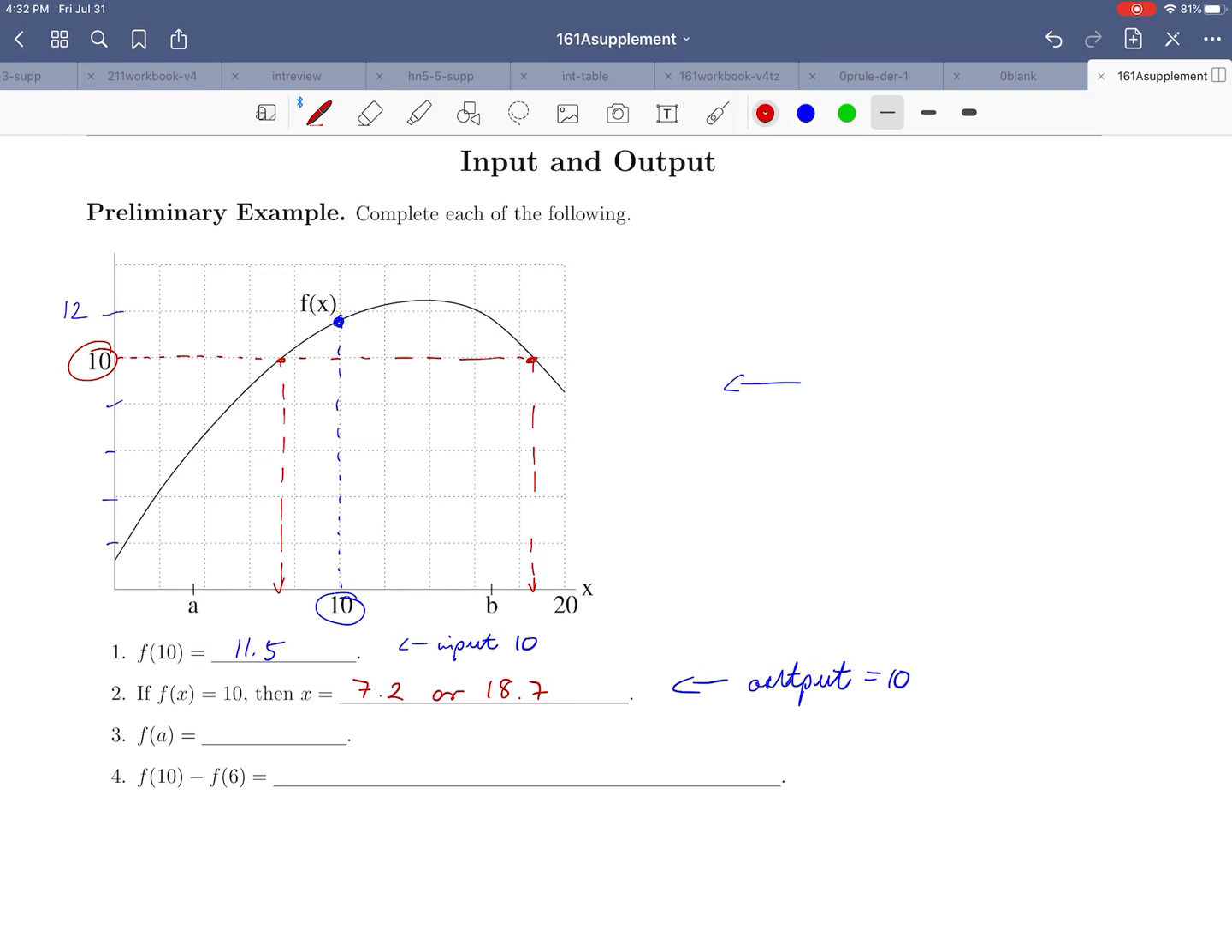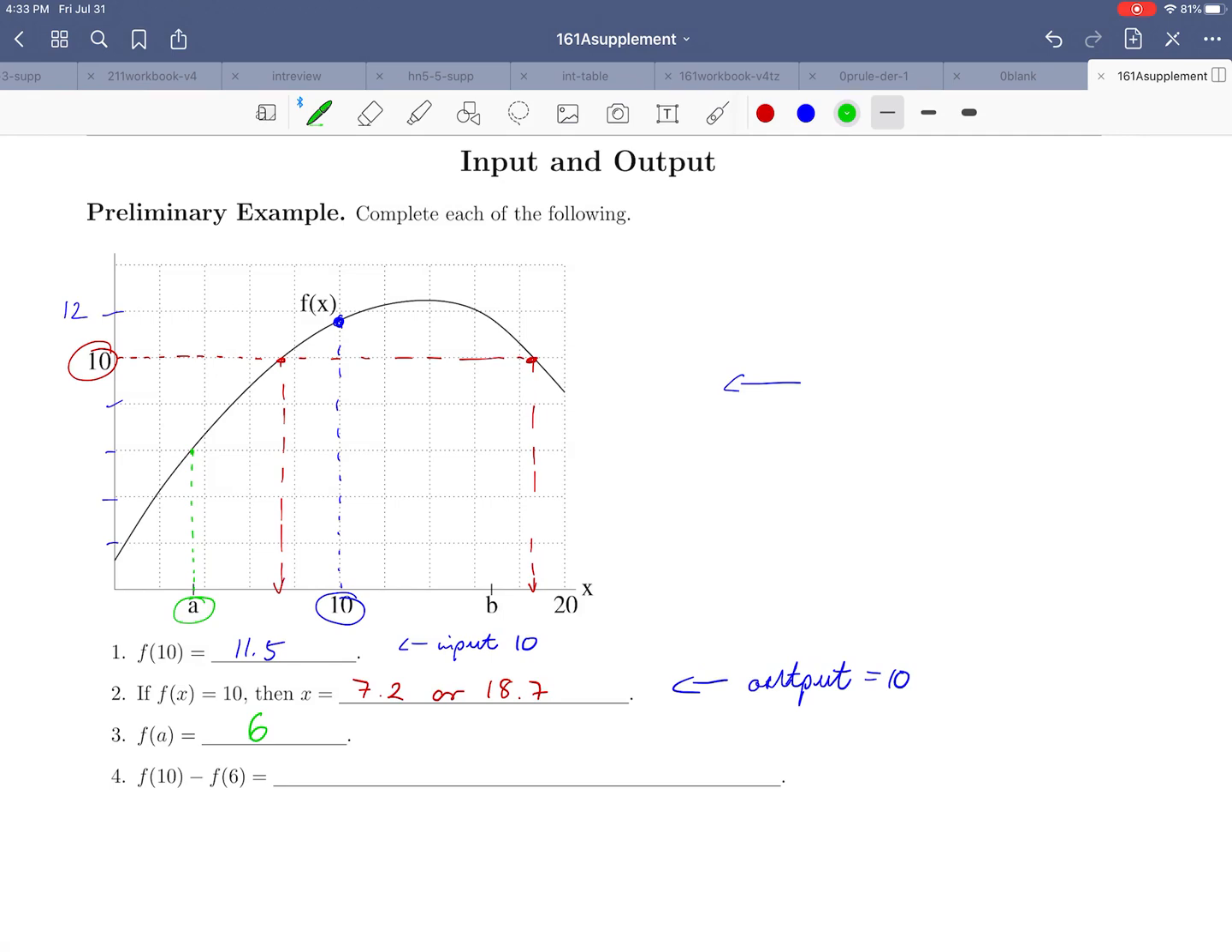Now, sometimes I don't want to specify numbers. I just want to ask what's f of a, and a is sitting right here. It's my input right there. I don't know what it is exactly, but I can still estimate the output. And it looks like f of a is about 6.